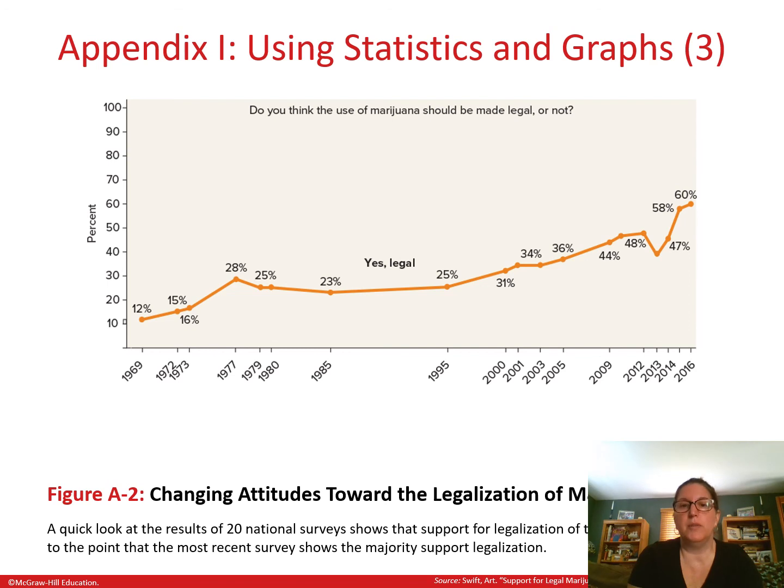This is an example of a line graph: changes in attitude toward the legalization of marijuana. How we can see attitudes are changing. The question is, do you think the use of marijuana should be made legal or not? So many people are starting to increase. The percentage of people who think it should be legal has been increasing over time.